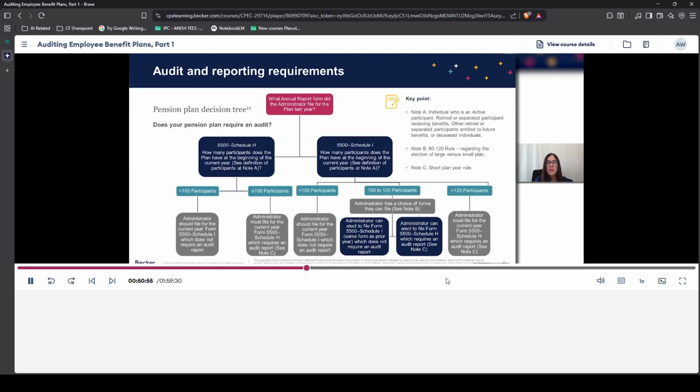Now, the only difference here is on the left-hand side: once the plan meets the audit threshold and they have an audit performed and file as a large plan with the Schedule H, they have to continue having that audit performed until the participant count falls back below 100. So this 80-120 rule, they can file under the 80-120 rule indefinitely, year after year after year, as long as they don't go above 120.